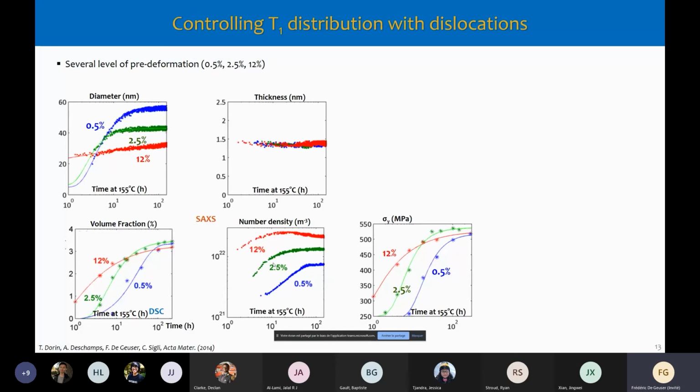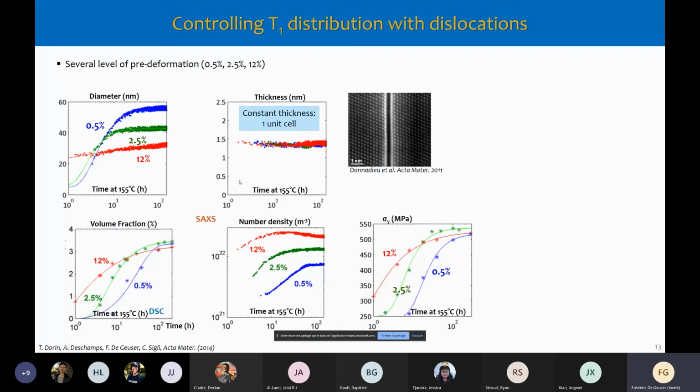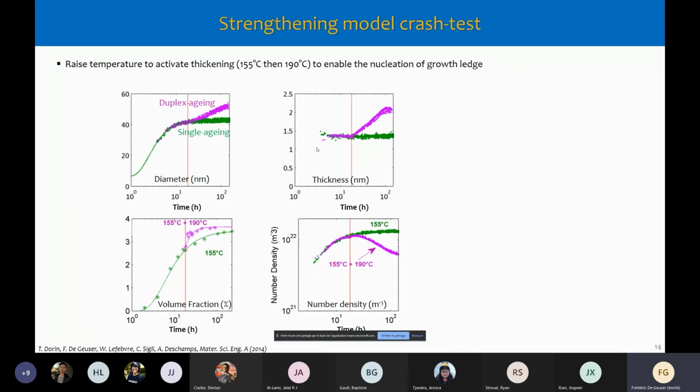You introduce a lot of nucleation sites, so you have a lot of precipitates, and because there are a lot of them, they actually hinder the growth of each other. They block each other, and they remain smaller. And again, interestingly, they all remain at about 1 nanometer thickness, so they all remain at 1 unit cell. So that's very interesting, because now we have a way to tailor the quantity and the distribution of T1, which we can use to study their strengthening mechanism. And this is what we have been doing here.